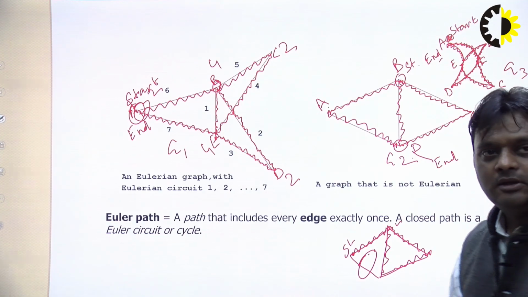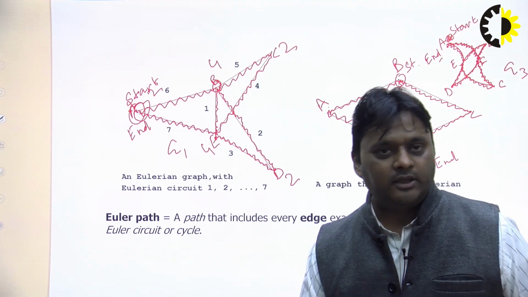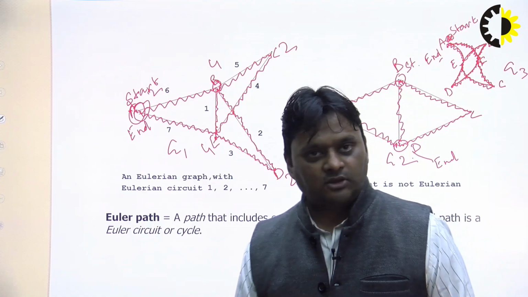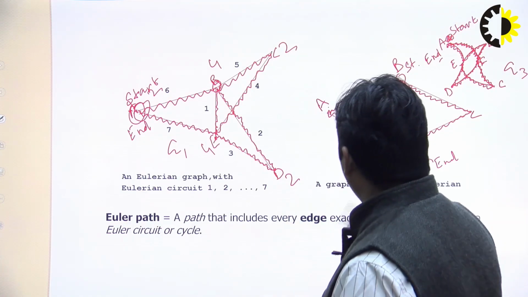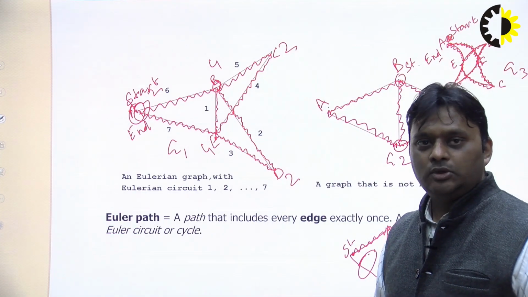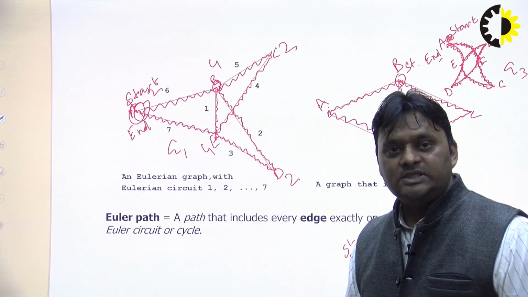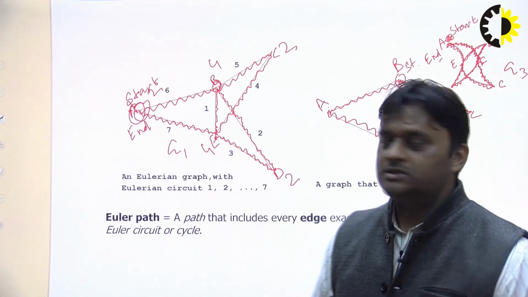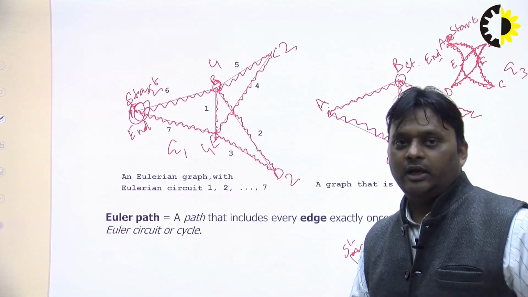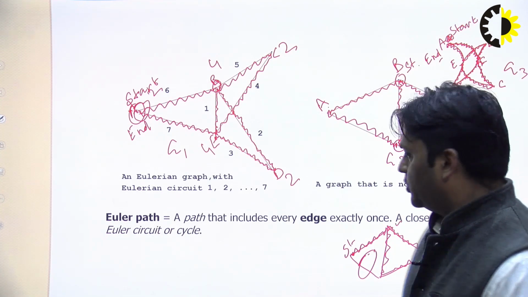Meaning if we have a graph with exactly two vertices of odd degree, and start with one vertex of odd degree and end with the other vertex of odd degree, then an Euler path will form. If there is a graph in which more than two vertices have odd degree, then that graph is known as a non-traversable graph. In that graph there will be no Euler circuit and no Euler path. Okay, thank you.